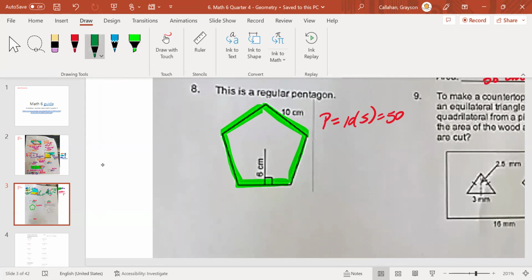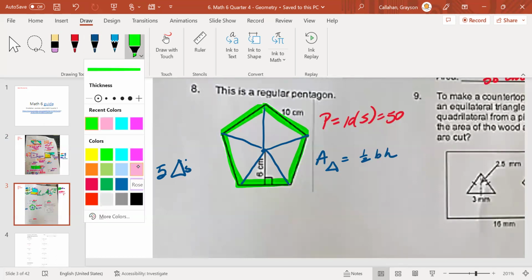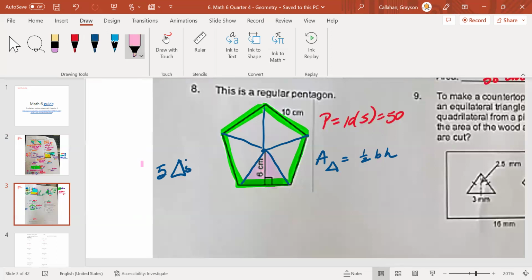Okay. Area is going to be a little bit more complicated. And the reason I say that is because you're going to have to go ahead and split this up. Do you see the triangle right there? Do you see another triangle right here? How many triangles do I have here? 5 triangles, right? Area of one of the triangles is 1/2 base times height. What is the base of one of the triangles? The triangle I'm talking about is this one right here that's in pink.